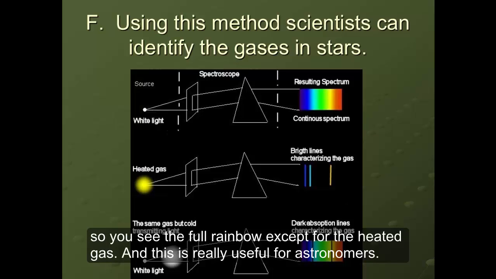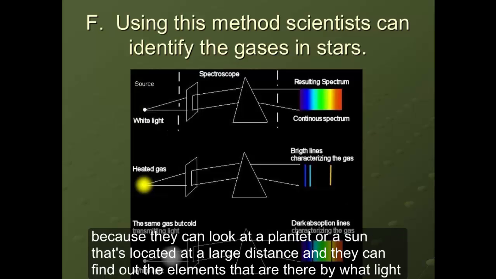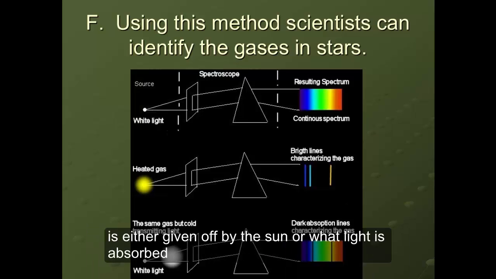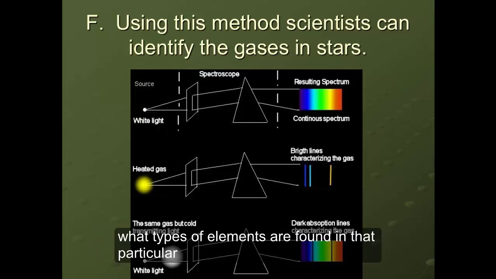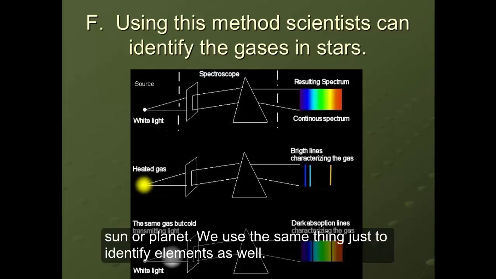Now this is really useful for astronomers because they can look at a planet or a sun that's located at a large distance and they can find out the elements that are there by what light is either given off by the sun or what light is absorbed by something on a planet or an asteroid or something like that. The lines that are missing or the lines that appear tell them what types of elements are found in that particular sun or planet.